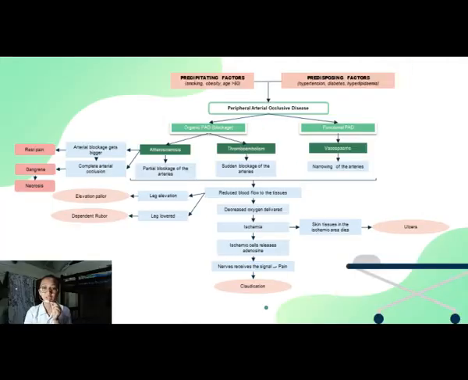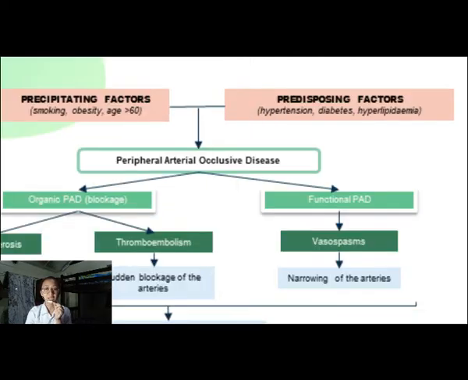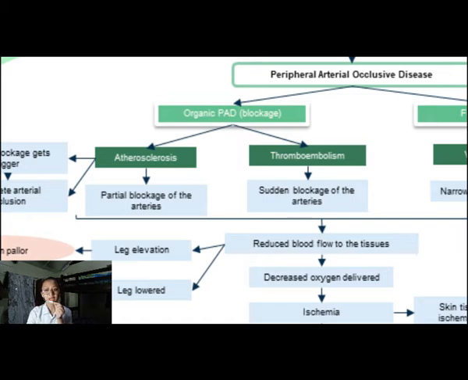Now, we are going to discuss the pathophysiology of peripheral arterial occlusive disease, or PAOD. The precipitating and predisposing factors for PAOD are the same as with atherosclerosis, which are smoking, hypertension, diabetes, hyperlipidemia, obesity, and age older than 60 years old. PAOD could be identified into two groups depending on the cause of the narrowing of the blood vessels.